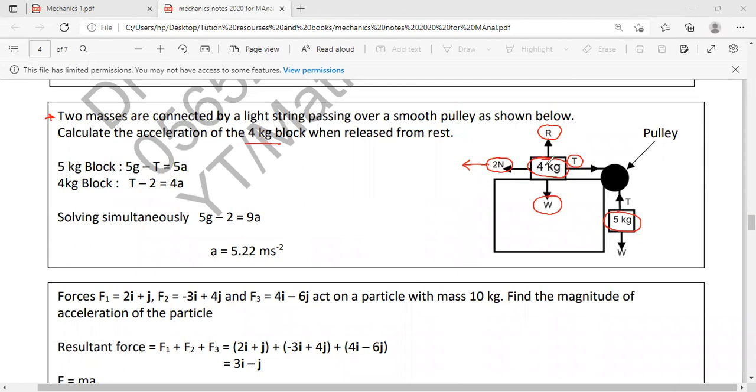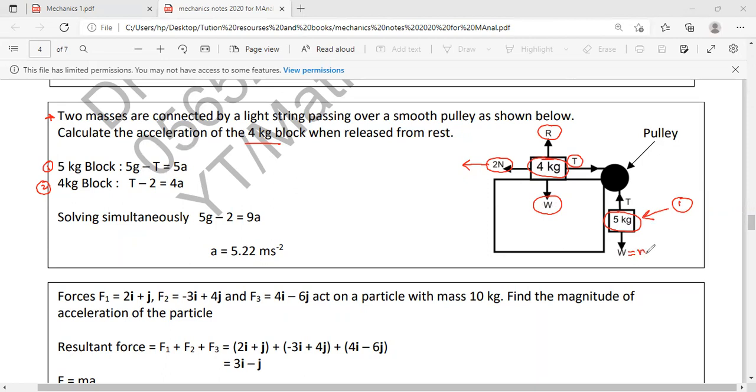So this one here you can see the 4 kg block is here and this one is hanging with this 5 kg. So two cases are there. First case is for the 5 kg block, second case is about the 4 kg block. If we talk about this 5 kg block, first case we are discussing here. So in this, 5g minus T. 5g is what? 5g is the force which is the weight.